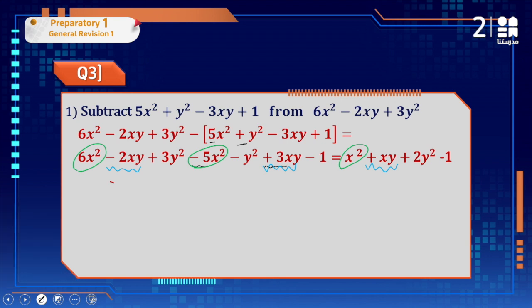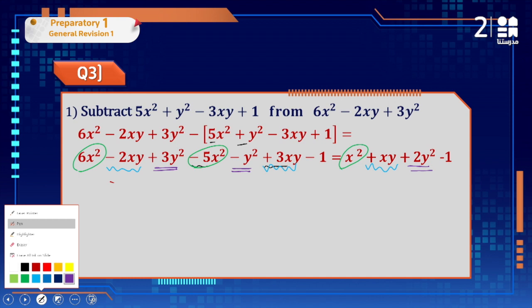Then 3y squared and negative y squared. 3y squared minus 1y squared equals 2y squared for the purple color. And the last term is negative 1. I put it as it is. So the final answer, here it is: x squared plus xy plus 2y squared minus 1.